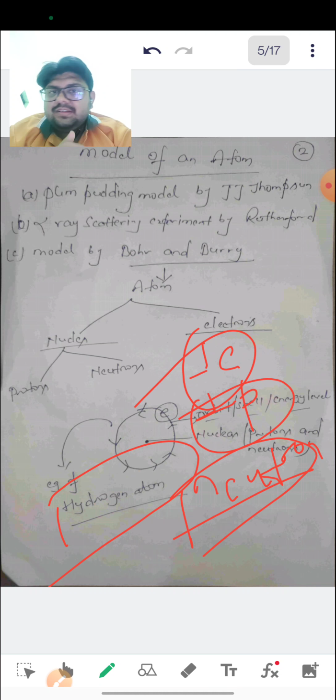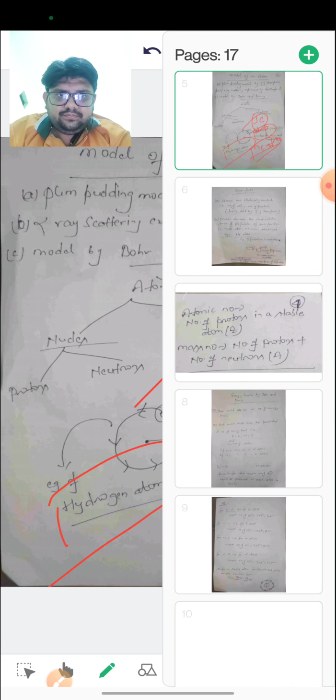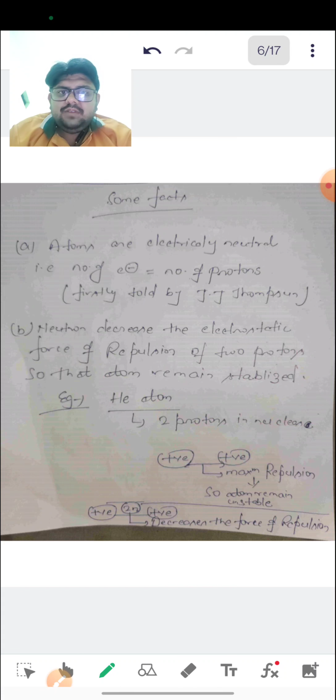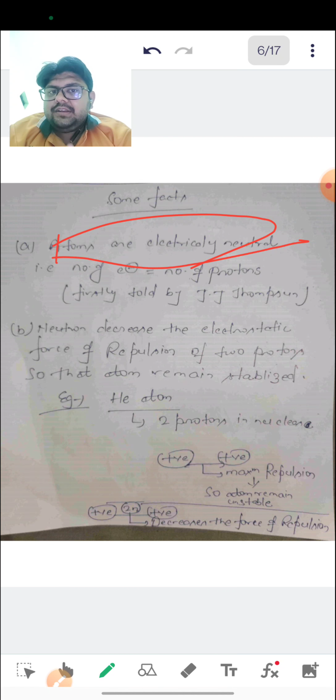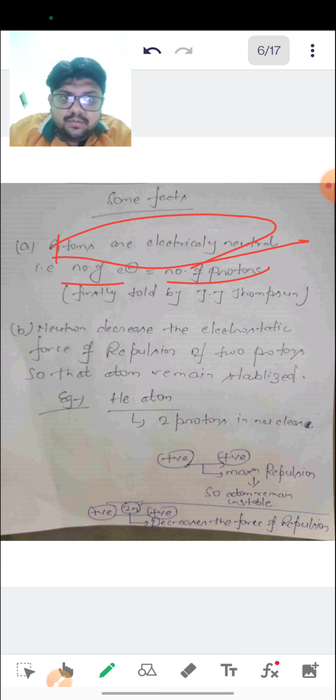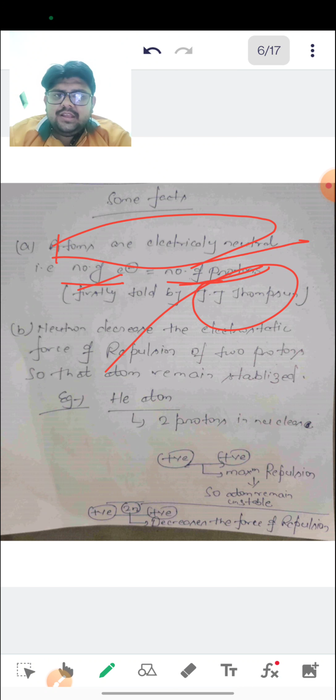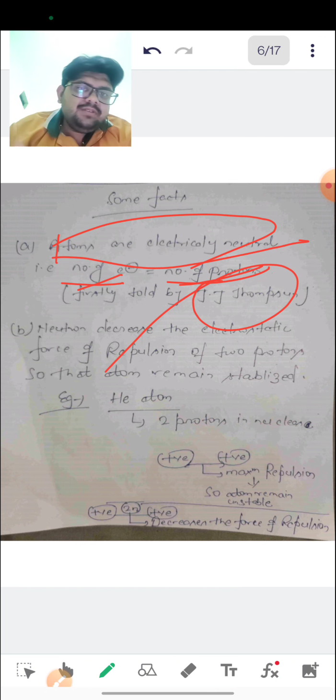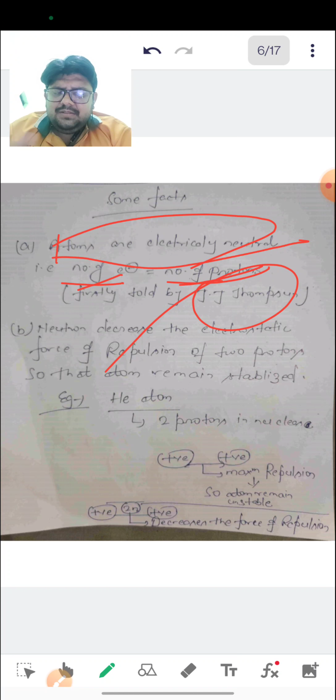Now I want to tell some interesting facts about an atom. What are these facts? The first is that the atom is electrically neutral. Electrically neutral means the number of electrons, that is, negatively charged particles, is equal to the number of protons, that is, positively charged particles. In a stable atom, the number of electrons must be equal to the number of protons. This theory was first proposed by J.J. Thomson. He told us that if the number of electrons is equal to the number of protons, then the atom is stable. And if the number of electrons is not equal to the number of protons, then the atom is not stable.